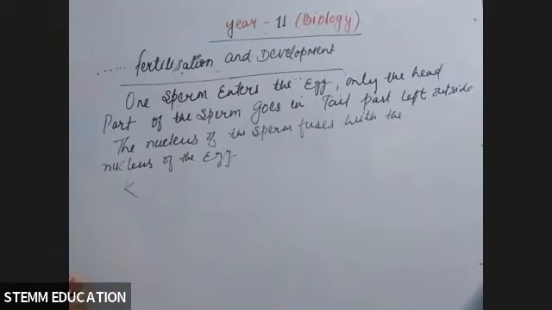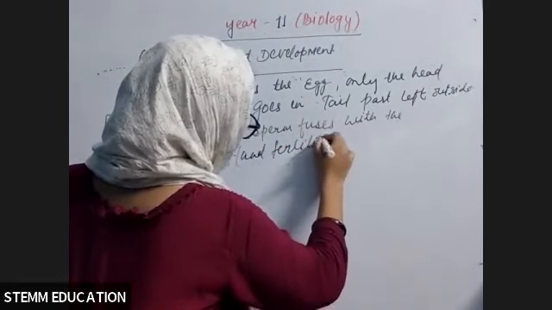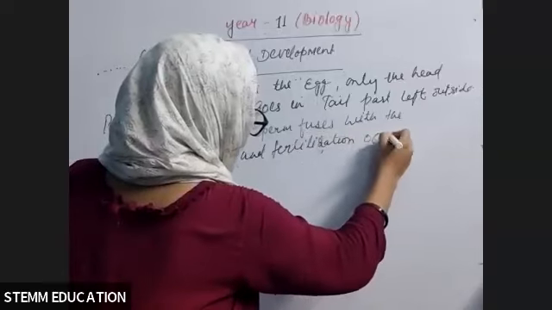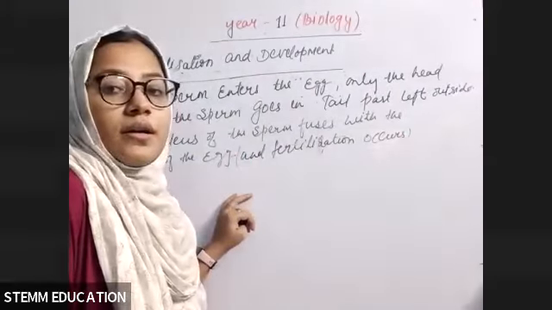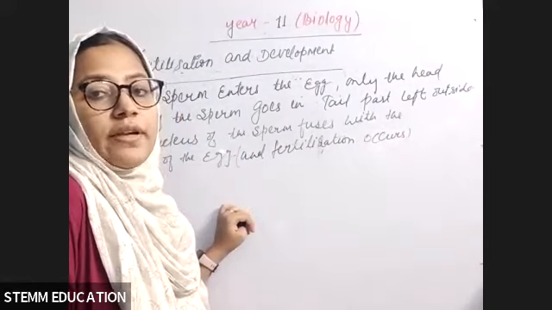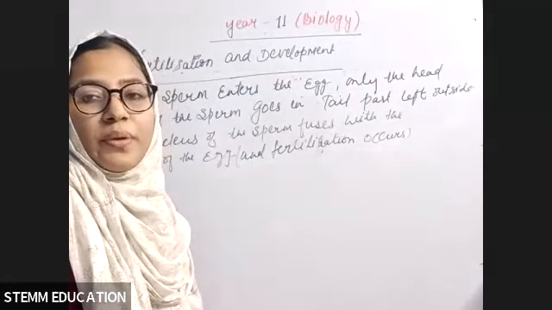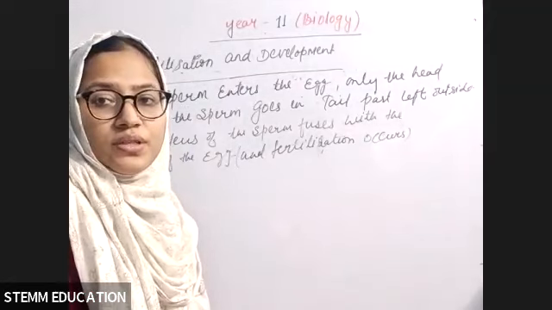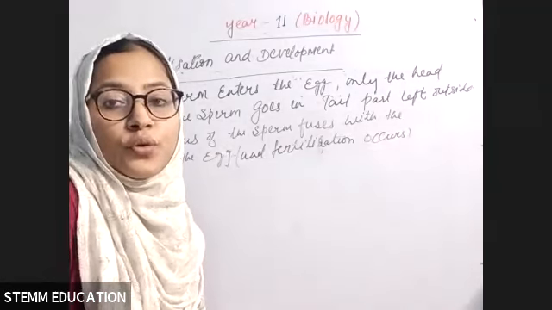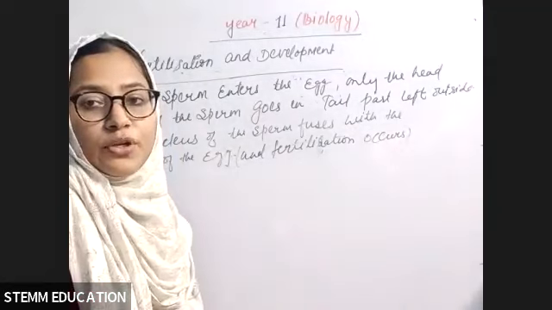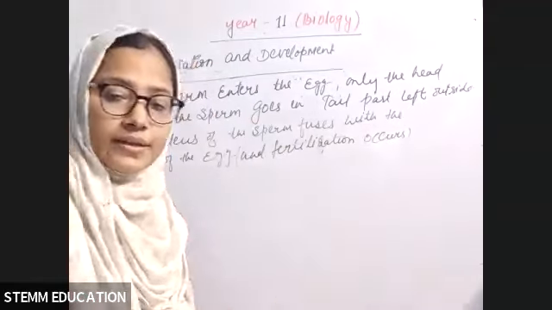And where is this happening? Inside the oviduct, or fallopian tube. If there is any blockage inside the oviduct, it is not possible for the egg to fuse with the sperm. That's why many women cannot reproduce their young ones, and that's why doctors need to check the fallopian tube also.